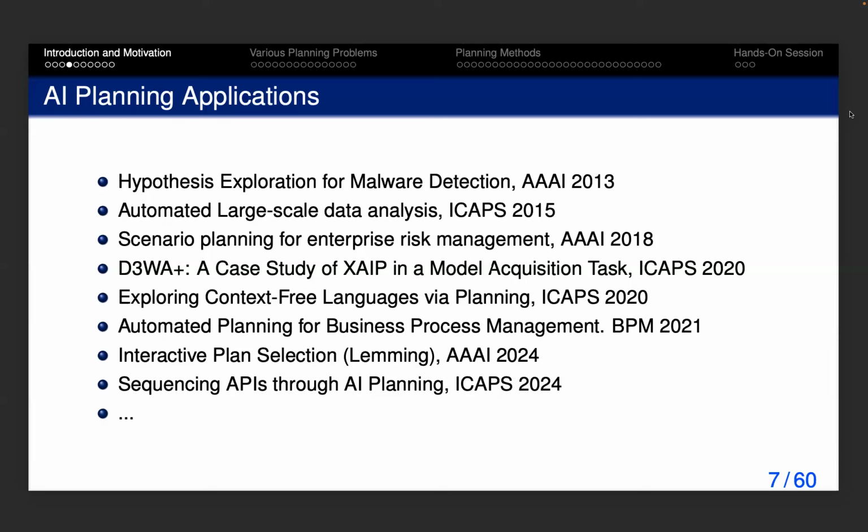For a couple of years, we worked on that project and dialogue, and more recently, the last two items, which I'm going to cover very briefly. The second to last is called Lemming, which is an interactive plan selection. We have a demo in AAAI, and we also had a demo last year at ICAPS. And also for the problem of sequencing APIs for the purpose of dialogue, that's a demo that we have for this ICAPS.